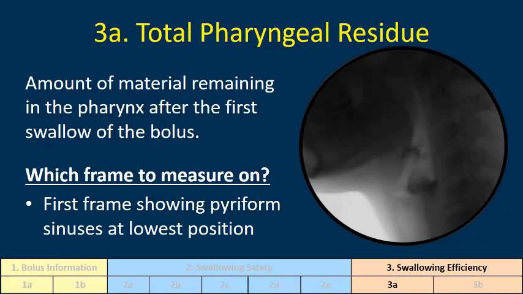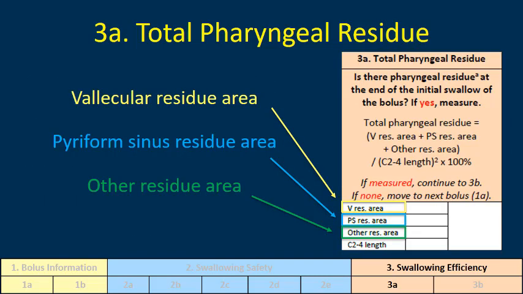Our first question to consider is whether we see any pharyngeal residue at the end of the initial swallow of the bolus. If no residue is seen, then there is no need to complete any pixel-based area measurements on the ASPEKT-C worksheet, as swallowing efficiency is not impaired. If the answer is yes, then measurement is required to determine whether the amount of residue is outside normal limits. A pixel-based tracing of the area of residue is indicated here for 3 locations of residue: vallecular, piriform, and other residue anywhere else in the pharynx. These numbers, along with the cervical spine measurement at the frame selected, are used to calculate overall pharyngeal residue.